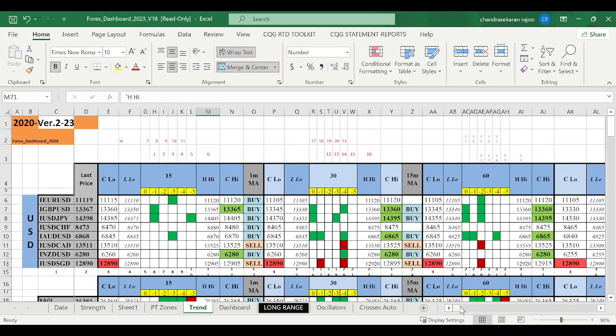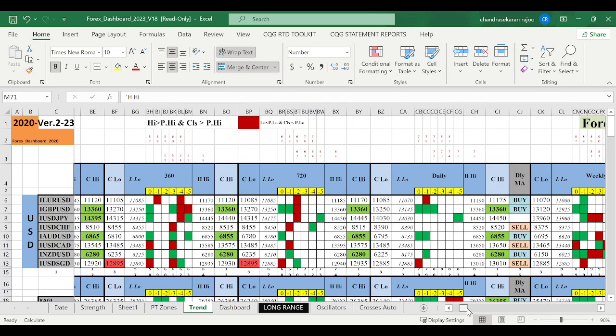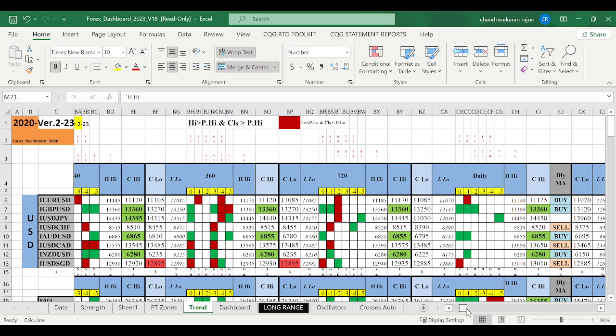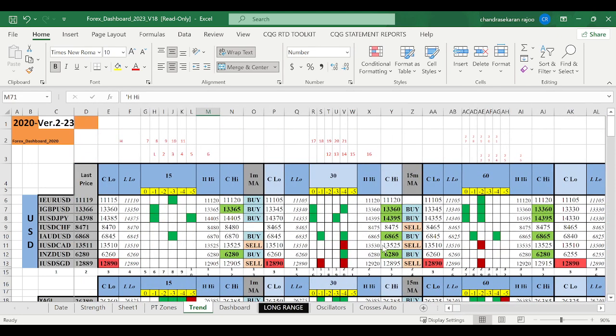Then when we look at the trend map, this is within the range of 11085 on the low side, and on the high side is 11120 and 11170. So what we should be doing is playing a range play with a downside bias until the break.